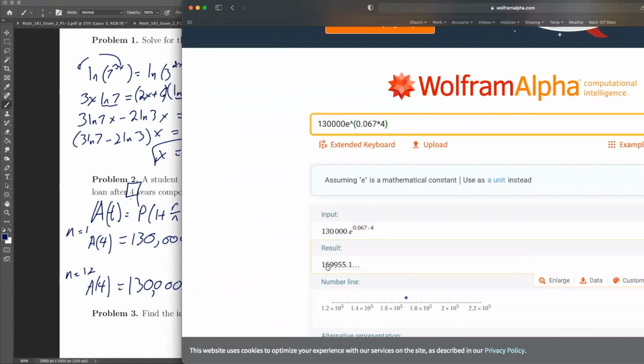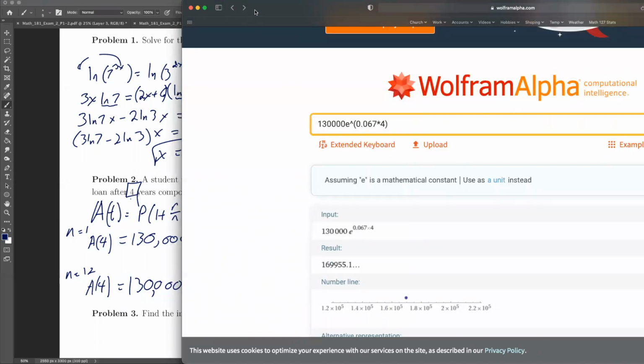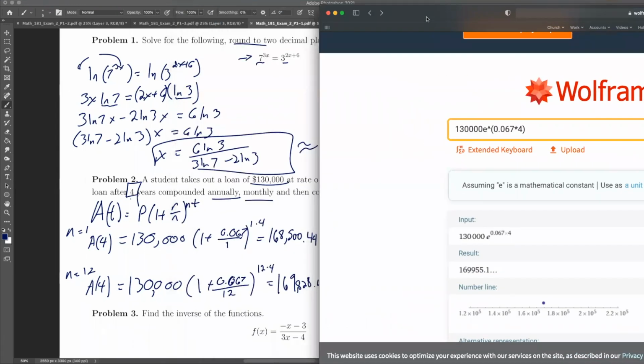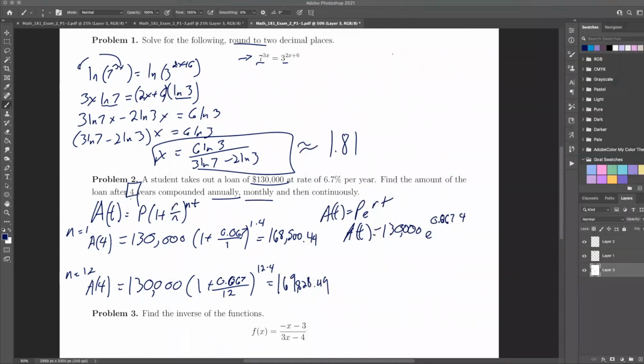And here we get 169,995.1. Making sure the rest of the number is shown. All right, so it doesn't show you the rest of the number. So we'll just round to the nearest thing. As long as you're within like $1, you should be fine. I'm not horribly worried about where you round this.